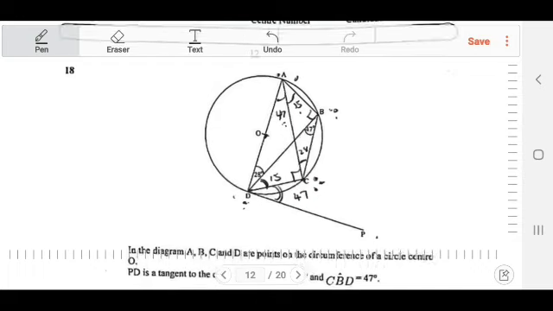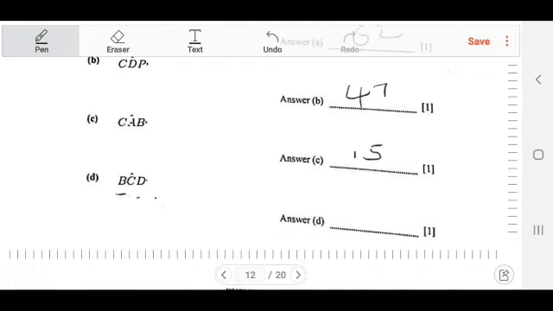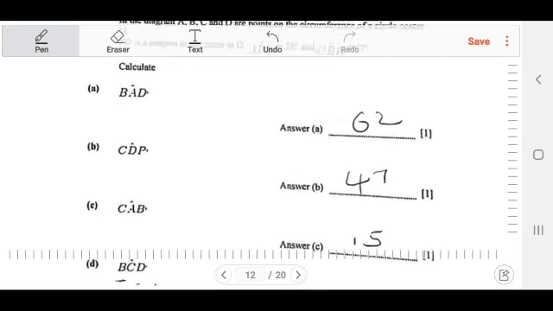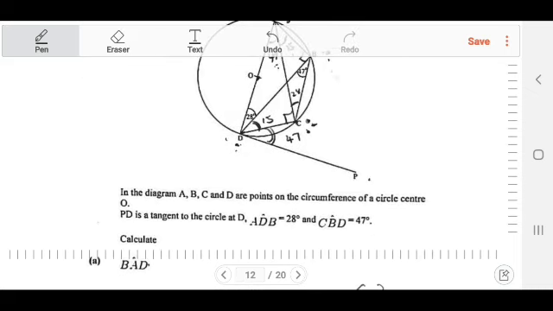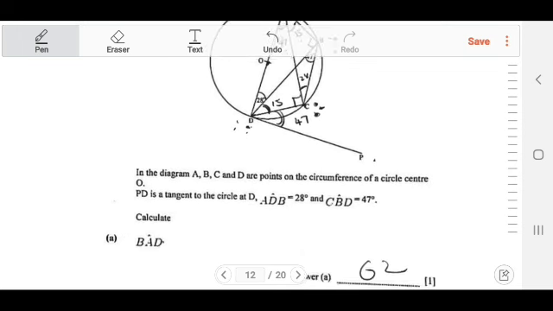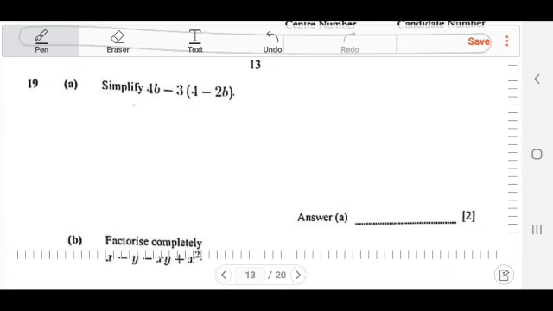CAB, which is 15. Then BCD. BCD, I'm going to say 28 plus 90, which is going to be what? 118. Then number 19, we're supposed to simplify that one.